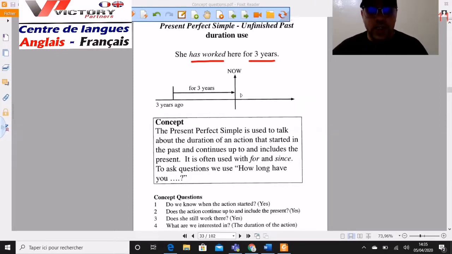Do we know when the action started? Yes, it started 3 years ago. Does the action continue up to now and include the present? Yes, the action started in the past and still continues up to now. Does he still work here, or does she still work here? Yes. What are we interested in here? Here we are interested in the duration of the action, which is 3 years. So here we are talking about an action that started in the past and still continues up to now, an action that hasn't finished yet.